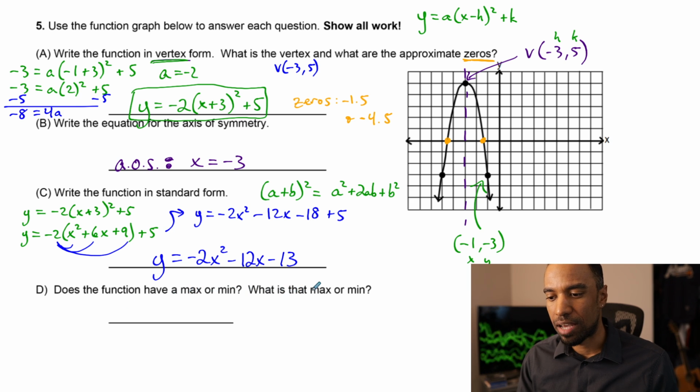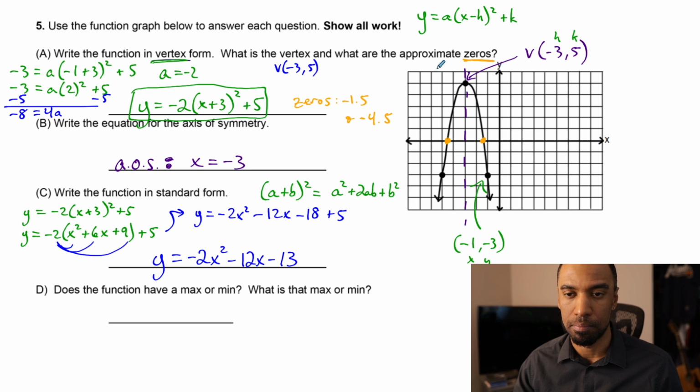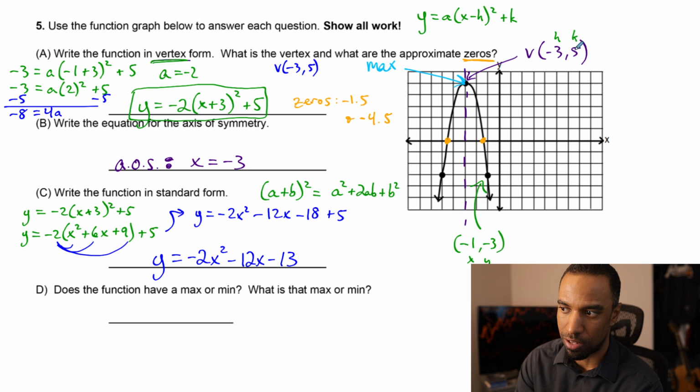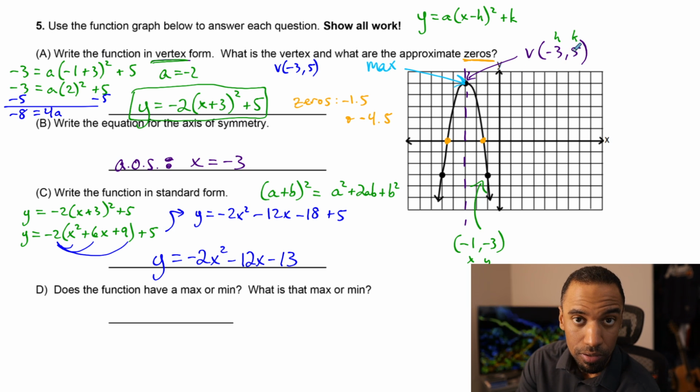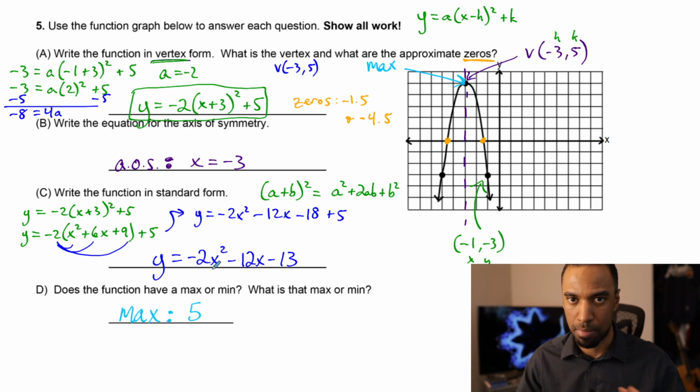Does this function have a max or min? What is that max or min? Since it is an upside down graph, it hits a top point that makes this a maximum. Okay, this guy right here is a max. And the max has to do with the y value. The y value is 5 at the vertex. So it has a max of 5. That's all we're going to say, max of 5.